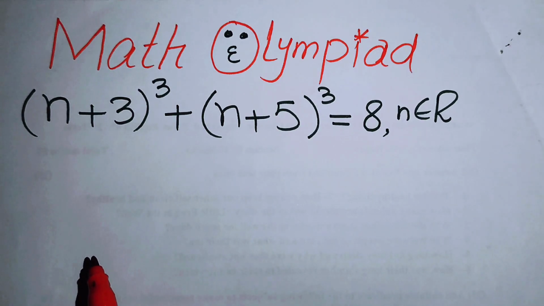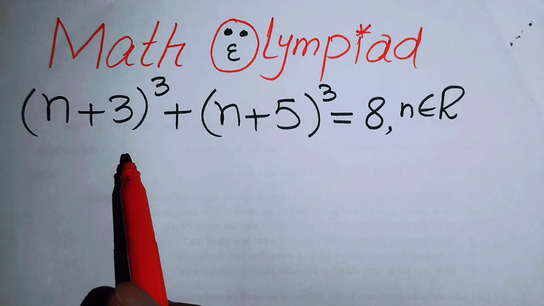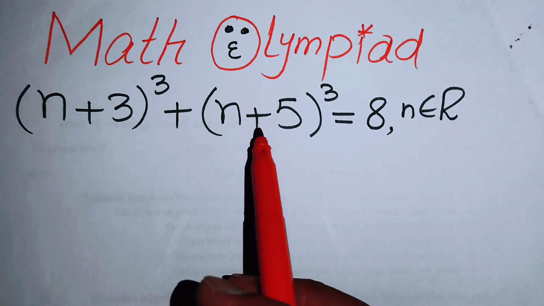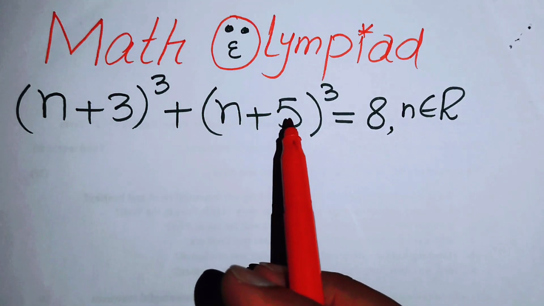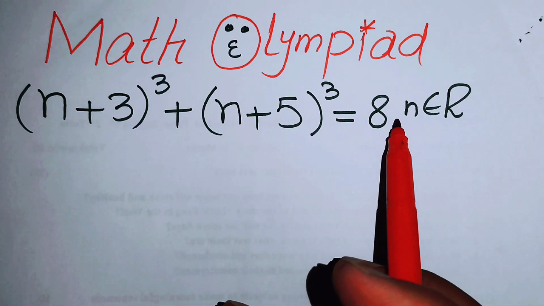In this video we are going to solve this nice algebra problem, and here we have (n + 3)³ + (n + 5)³ = 8, and we will solve this problem for the real values of n.